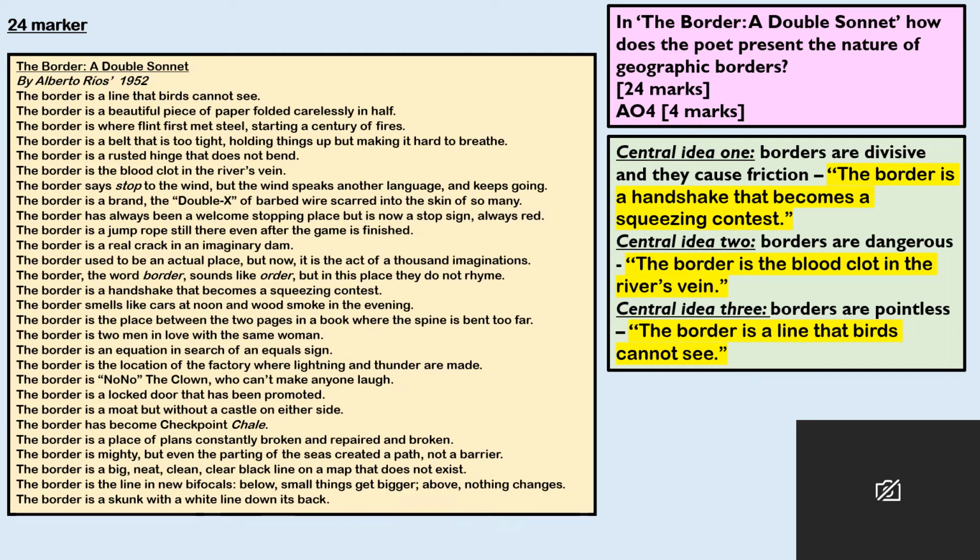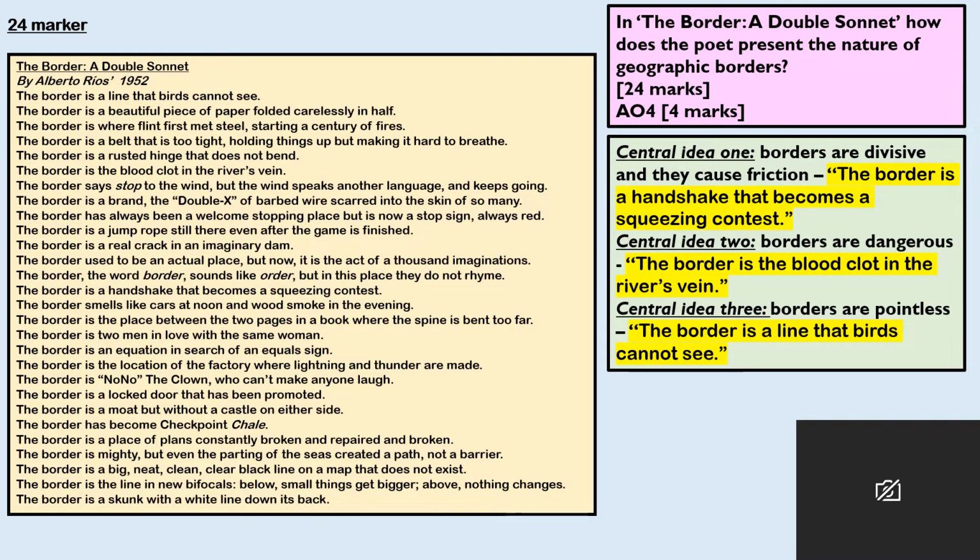The poems will be linked thematically. So for example, if there was one poem on borders, the next one will have something to do with borders or countries, geography, something like that. In this one, the question will be: in The Border, a double sonnet, how does the poet present the nature of geographic borders? That means tell me some adjectives about the geographic borders. How are they being presented when it says present the nature of them?